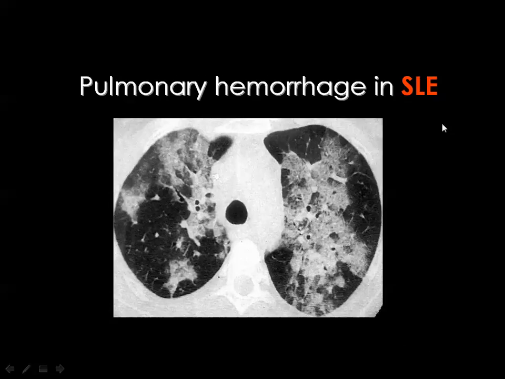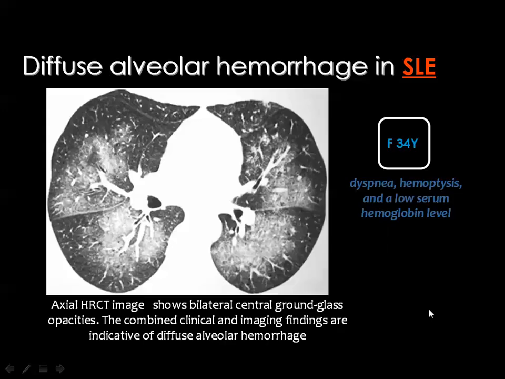Then in this patient with non-systemic lupus erythematosus, you can see the more central distribution of the opacities, with some air bronchogram suggestive of pulmonary hemorrhage. And this patient with systemic lupus erythematosus presented with dyspnea, hemoptysis, and low serum level of hemoglobin.